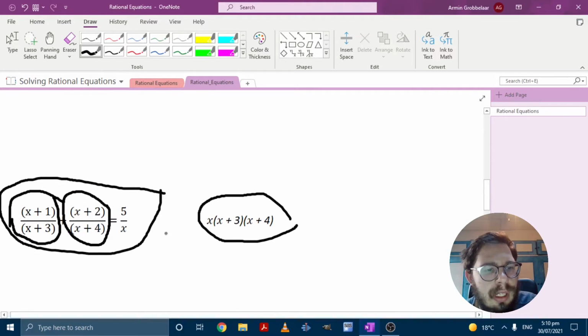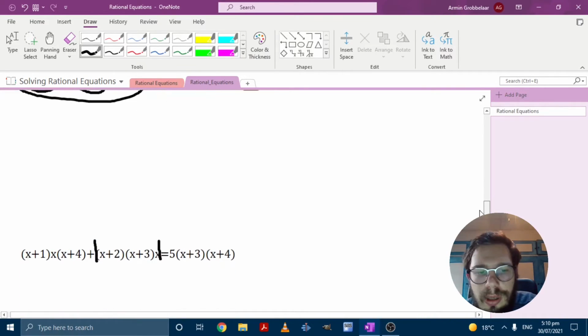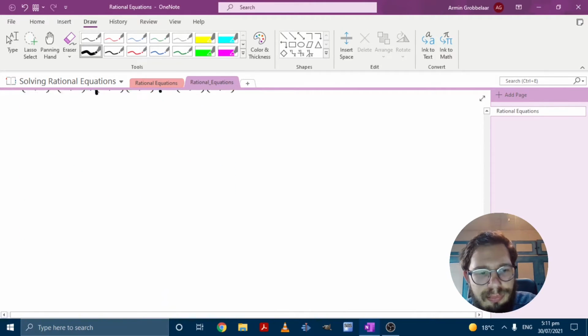So then we have the equal sign. So then we say 5, it already has an x, so it only needs an x plus 3 and an x plus 4. So we say it's equal to 5 times x plus 3 times x plus 4. And then we just have to multiply these out, and then we have to solve for x.